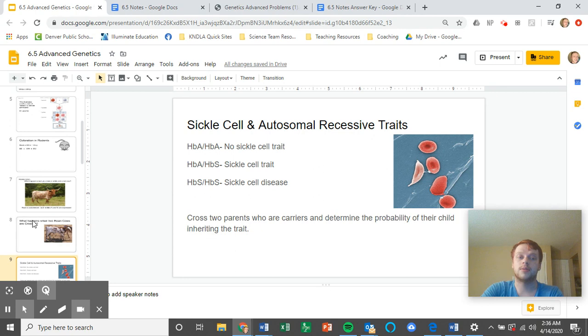All right, so next up in our notes, we have sickle cell and other autosomal recessive traits. The notation for sickle cell looks like this. You can leave off the HBs if that will help you to draw this and recognize it more easily. So you can just say AA for no sickle cell, AS for the sickle cell trait here, and then SS for actually having the disease.